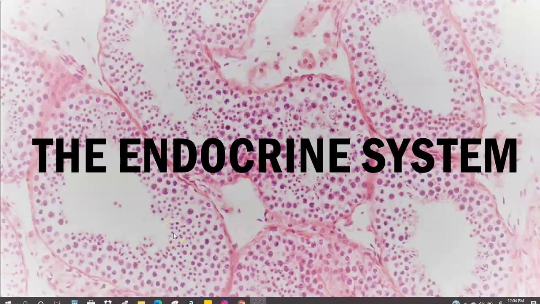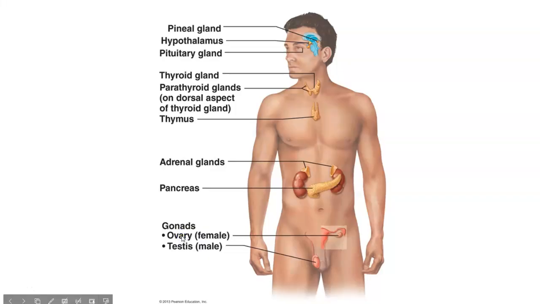In this video, I will begin discussing the endocrine system, and we will start with the glands that are located in the head, in the brain. These will be the pineal, the hypothalamus, and the pituitary gland. This video will specifically be over the hypothalamus.